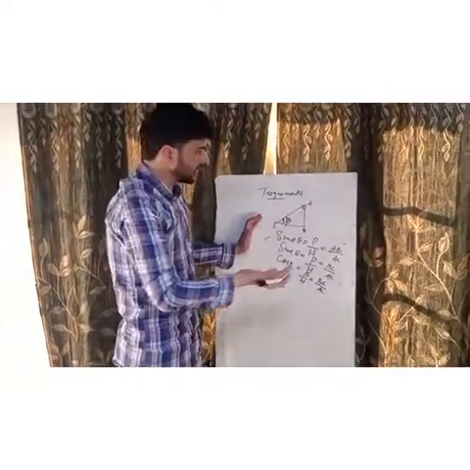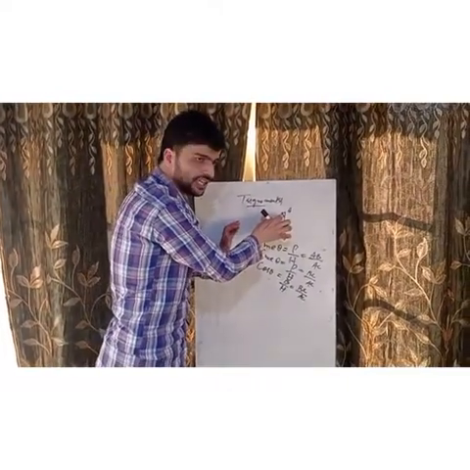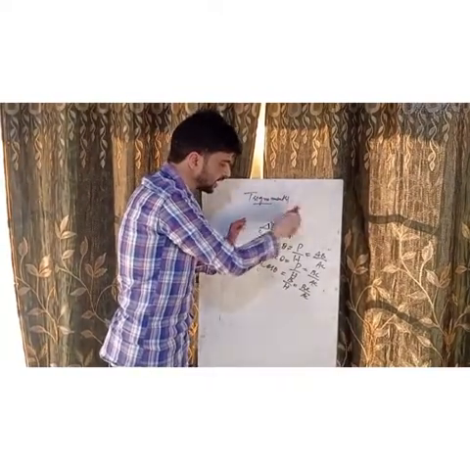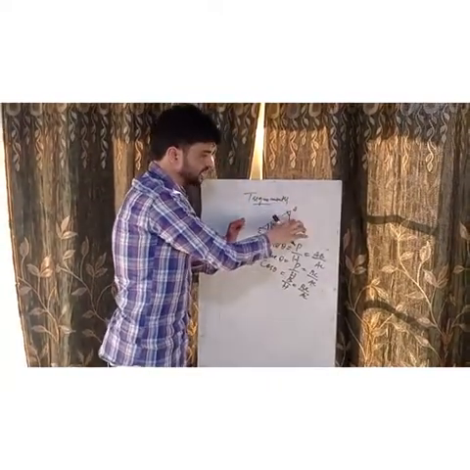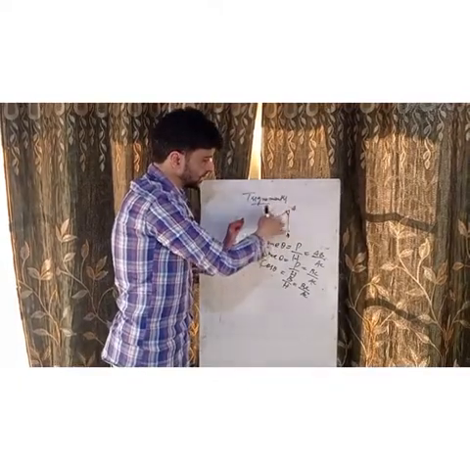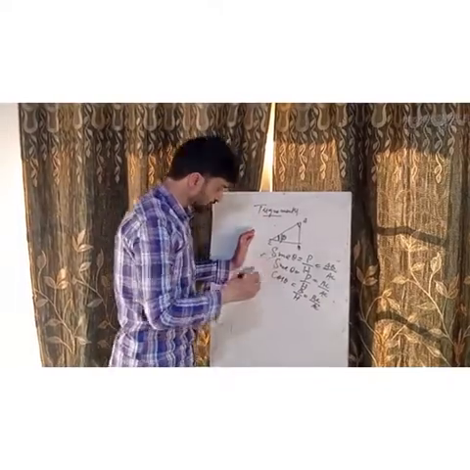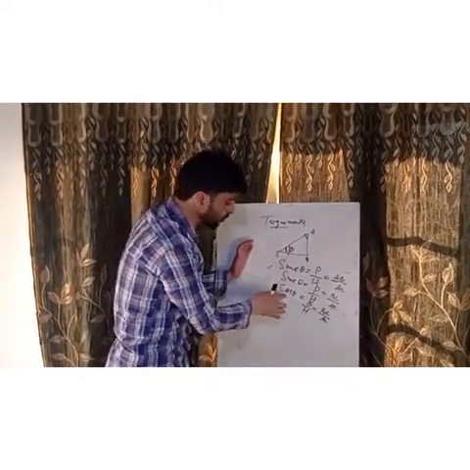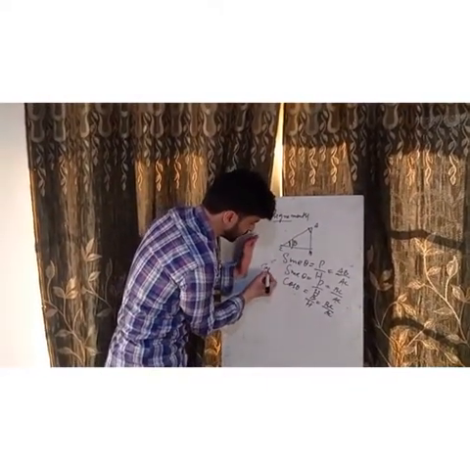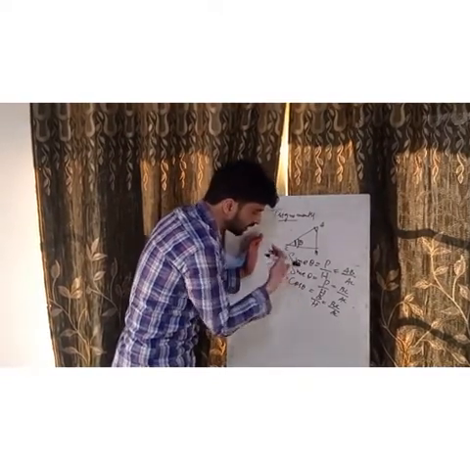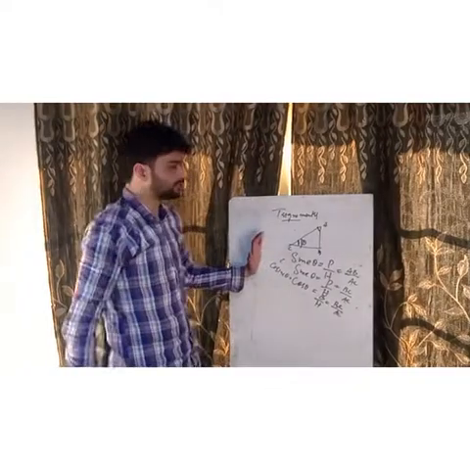Again, if we take theta at the angle A, what is the base? It becomes AB divided by AC. I hope you get it. Actually, the full form of cos is cosine of theta. Cos is the short form of cosine of theta.